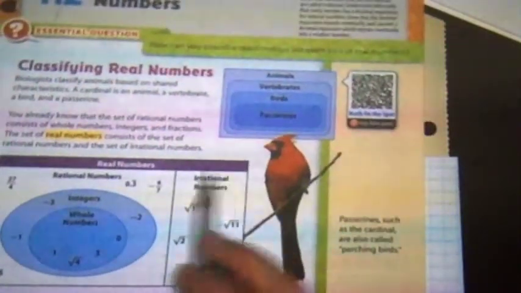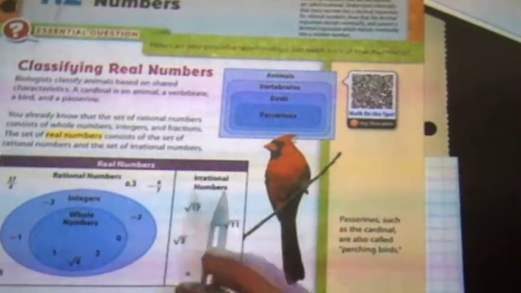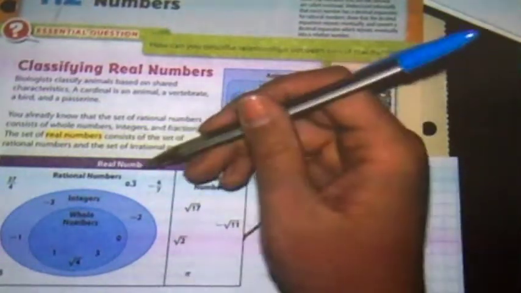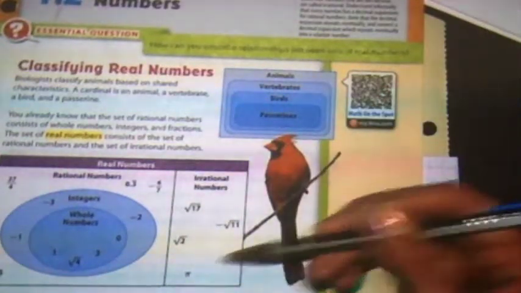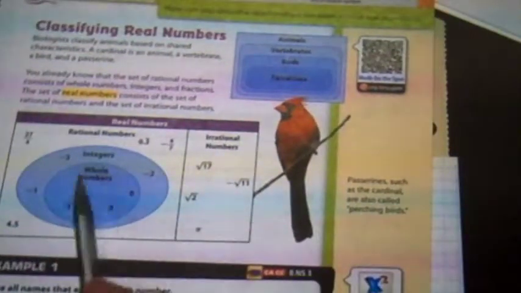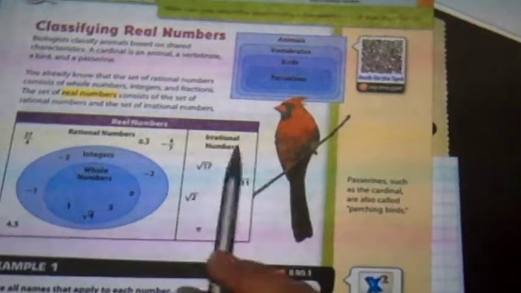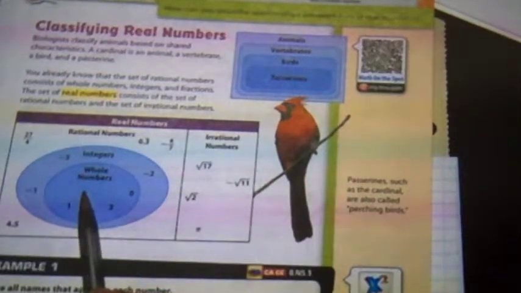If I'm looking here, my irrational numbers are over on this side, in this category. I break it down. I go from real number to rational or irrational. If it's irrational, I can't break it down any farther. It's asking me, no irrationals are whole numbers. Well, if I look at whole numbers, none of them are irrational. No irrational numbers are over here in whole numbers. So that statement would be true.